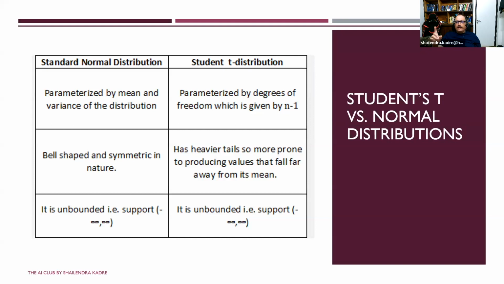The value of the T statistic also varies from minus infinity to plus infinity. The standard normal distribution peak is sharp and the T distribution peak is a little shallower. In the normal distribution there are two parameters, mean mu and standard deviation. But in the T distribution there is only one parameter, called degrees of freedom, which is equal to n minus 1, where n is the sample size.